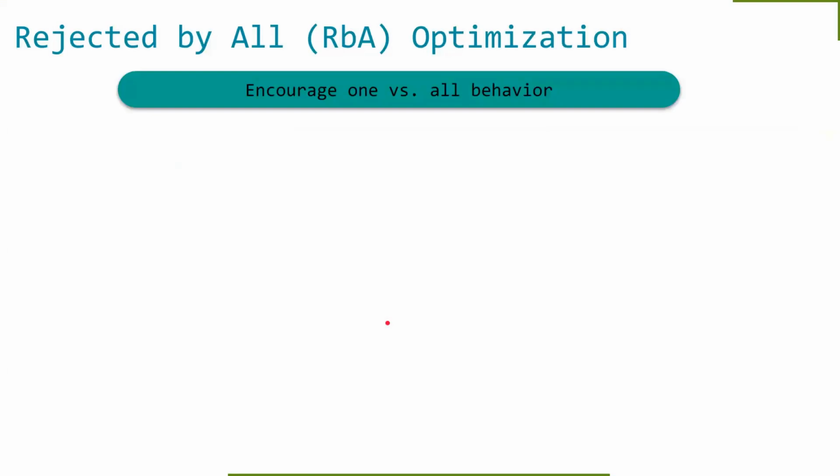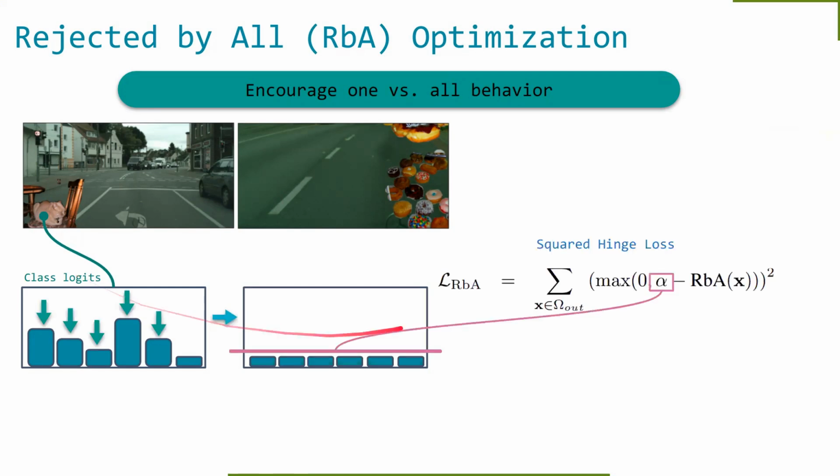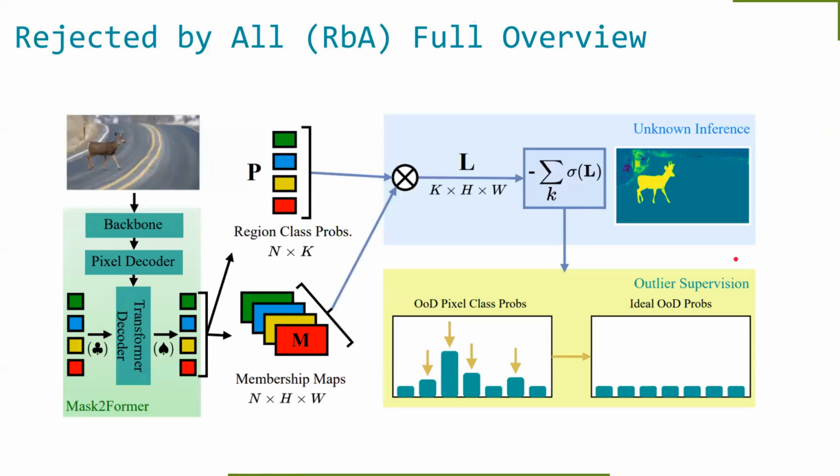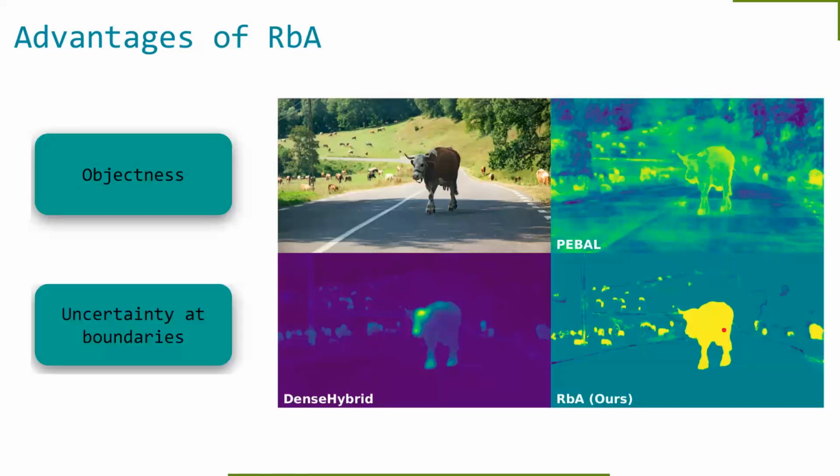We also try to encourage the one-versus-all behavior by using outlier data. The idea is to take the pixels from the unknown regions and then try to suppress those pixels such that they become lower than a certain threshold using the squared hinge loss as follows. Here's an overview of our method. The advantage is that, first of all, RbA preserves objectness, as you can see here, and also it eliminates uncertainty at boundaries.